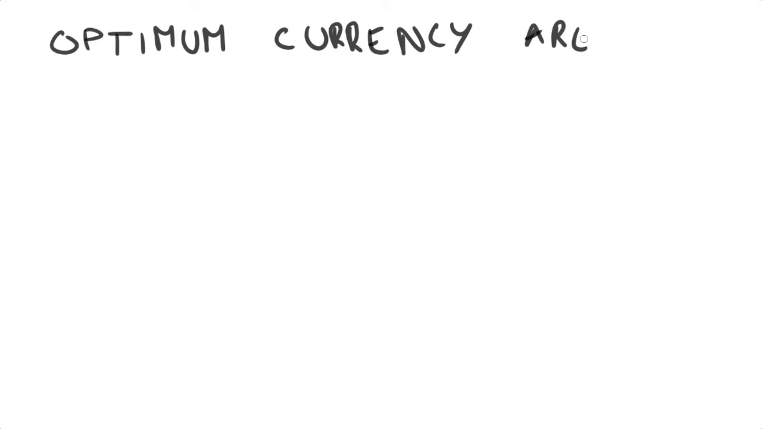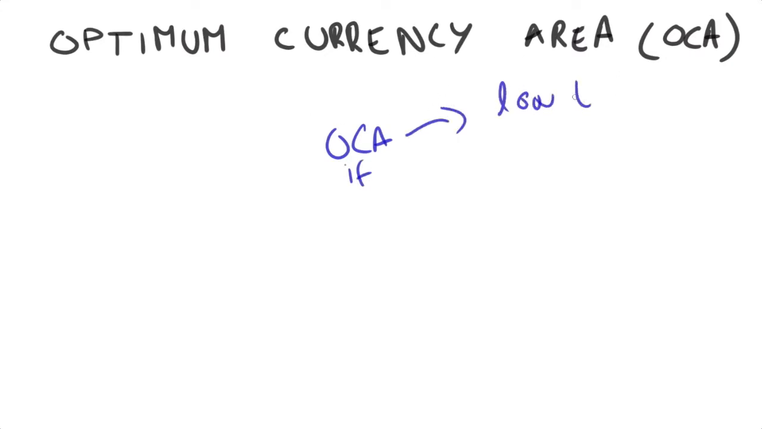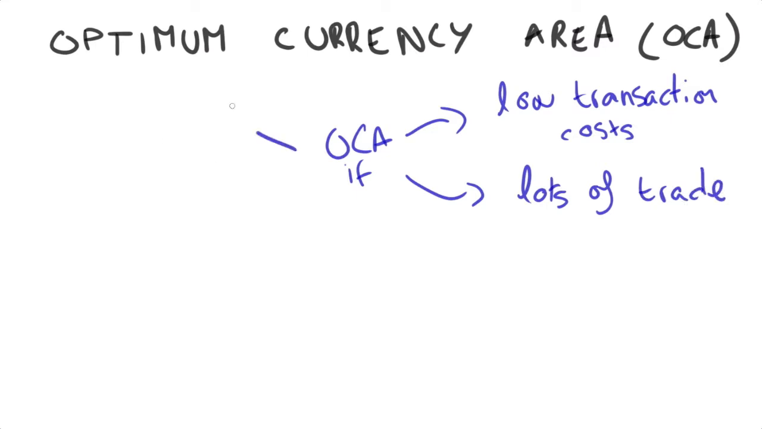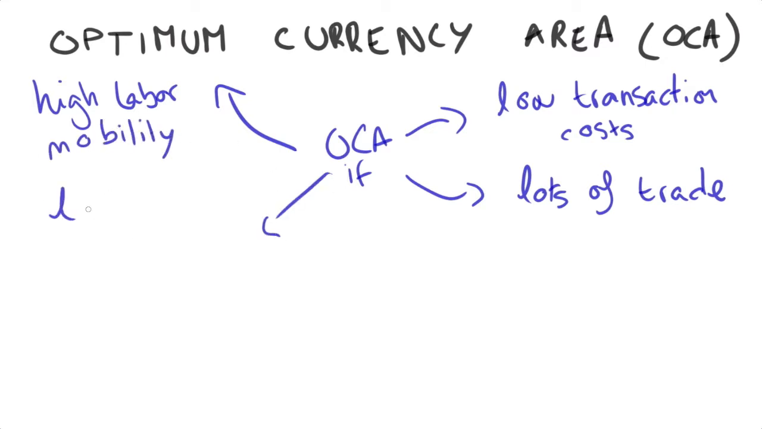The optimum currency area, also called OCA, is a concept theorized by Mundell, here he is again, in the mid-20th century. According to the theory, an area is an OCA if it has low transaction costs, if there is lots of trade, if there is high labor mobility, meaning that workers can easily move, and if there are large fiscal transfers, meaning that money can be put in different areas easily.